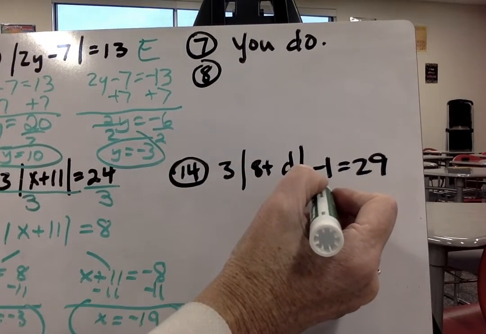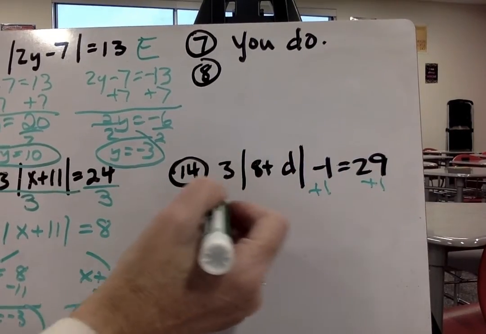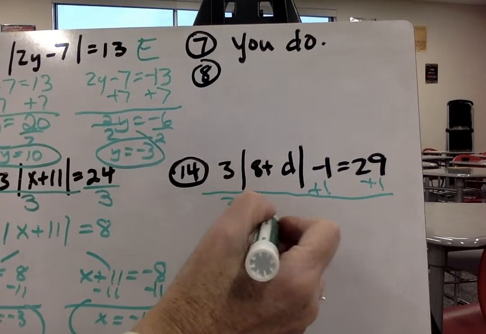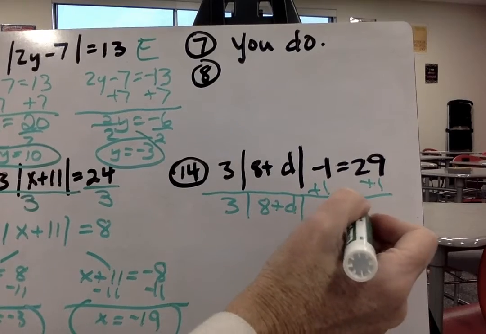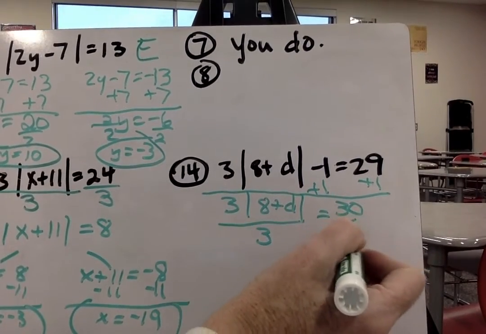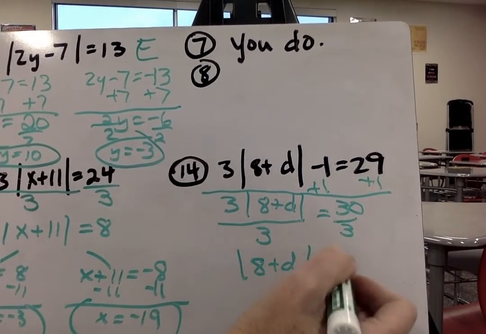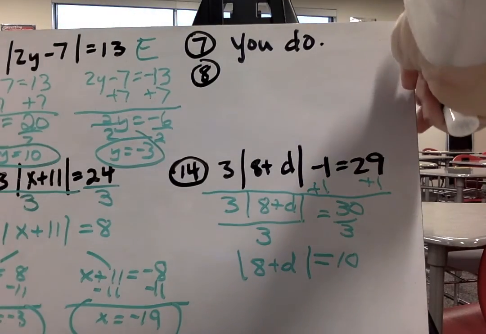We're going to add 1 first here. And again, you do not distribute anything through absolute values. Divide by 3, 8 plus D. I'll let you pause the video and make sure you know how to do that part. The rest of 14.